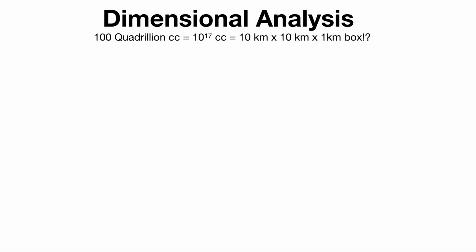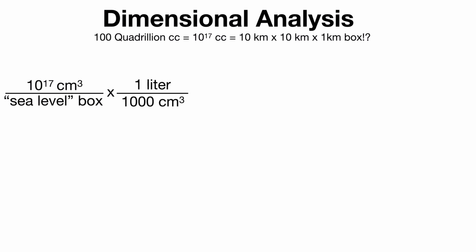Let's do a dimensional analysis with this 100 quadrillion cubic centimeter box. Now this is quite a large box. It's 10 kilometers by 10 kilometers by 1 kilometer. So that's 100 cubic kilometers. Okay, but anyway, I think I know why he picked this size box. But let's take a look at the size of this box. We'll start with the sea level box.